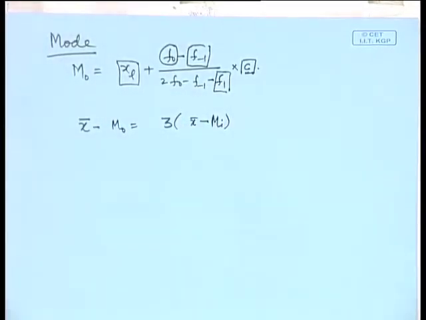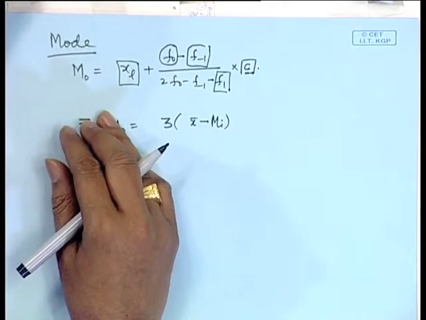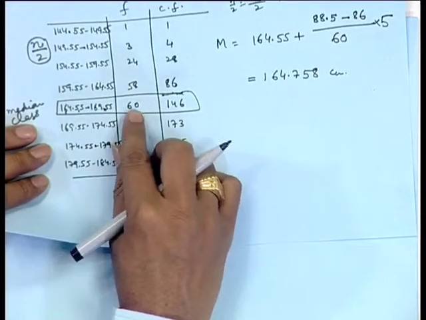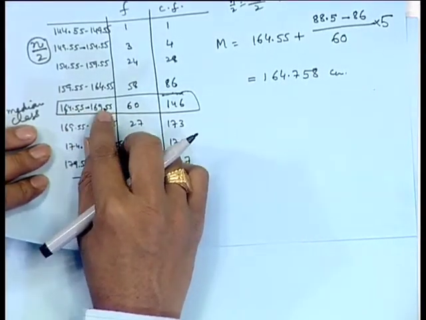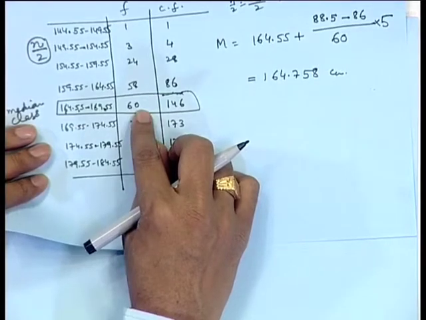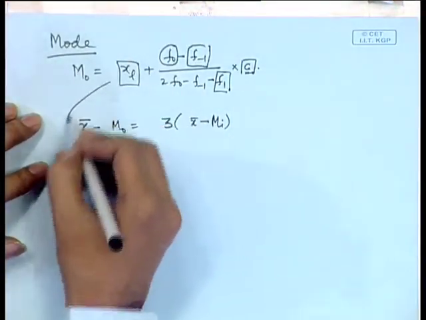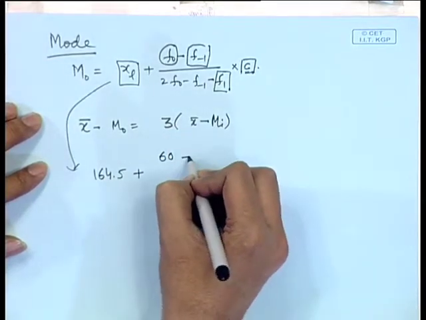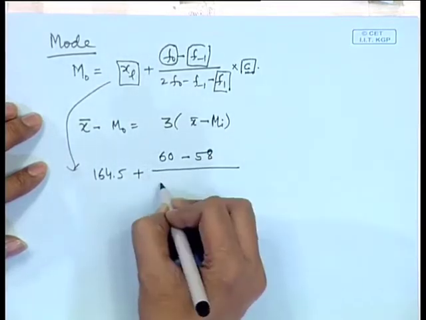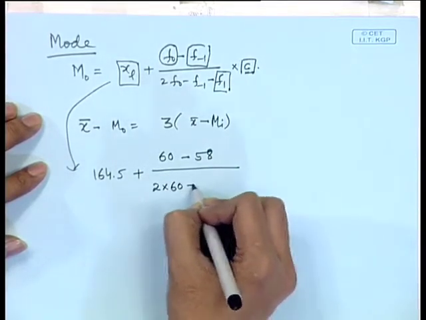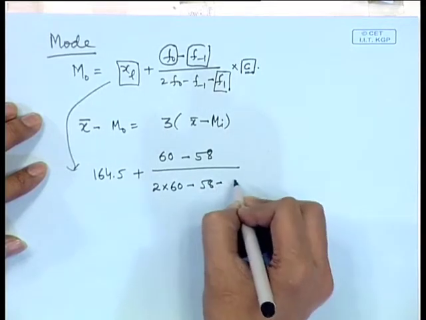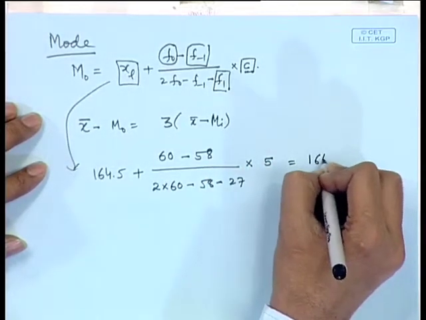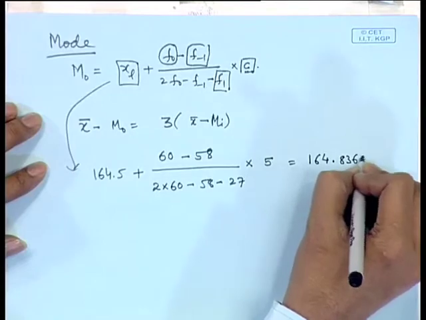If we consider the frequency classified data that is given in this particular table, then you can easily see that the modal class is 164.5 to 169.5, because this is having the highest frequency. So, for this particular thing, x L is 164.5 plus 60, which is the frequency of the modal class, 58 is the frequency just before that, then twice f naught minus f minus 1 minus f 1, that is the frequency of the next class, into the length of the class interval. So, after simplification, it turns out to be 164.836 centimeter.